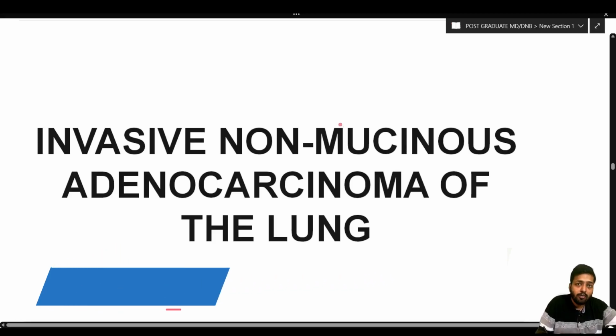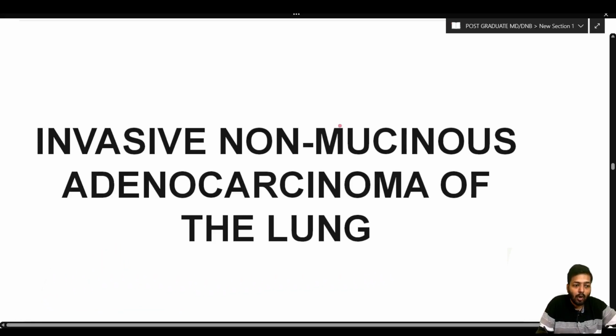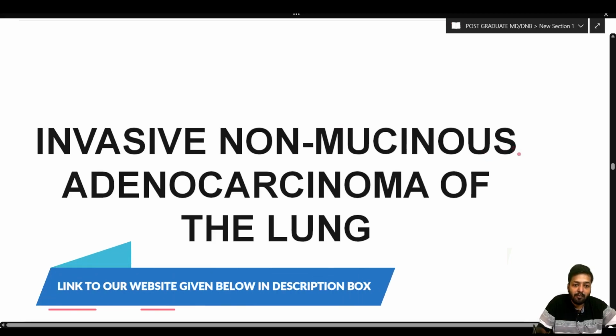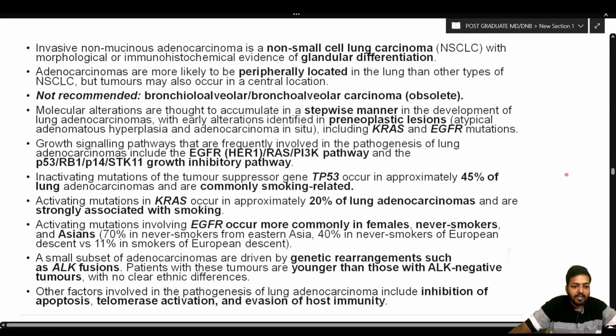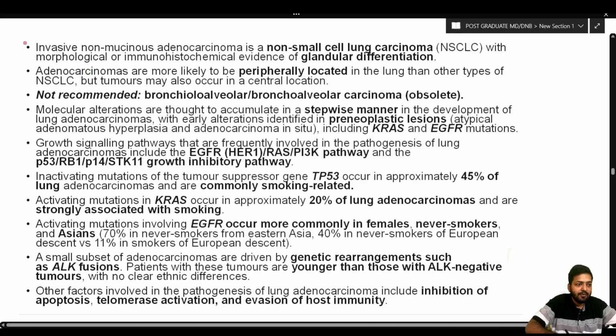Today we are going to read about the invasive non-mucinous variety of adenocarcinoma, which is the most common variety of adenocarcinoma. Along with that, we are also going to read about the invasive mucinous variety of adenocarcinoma, which is a rare variety. So let us begin today's topic of discussion. As we already know, the invasive non-mucinous adenocarcinoma is a non-small cell lung carcinoma with a morphological and immunohistochemical evidence of glandular differentiation.